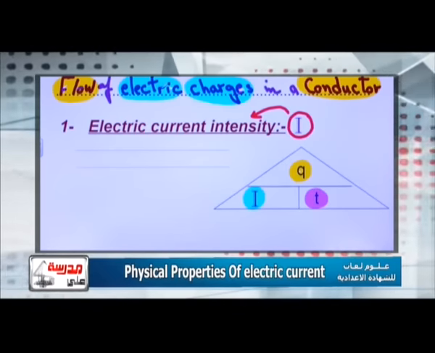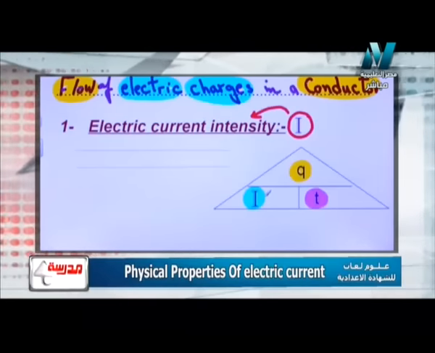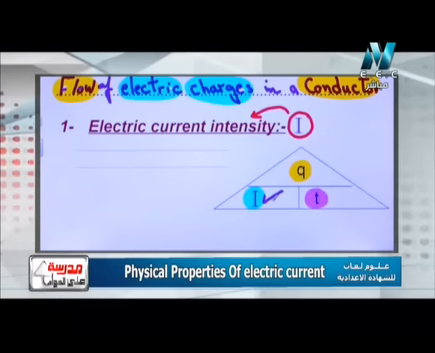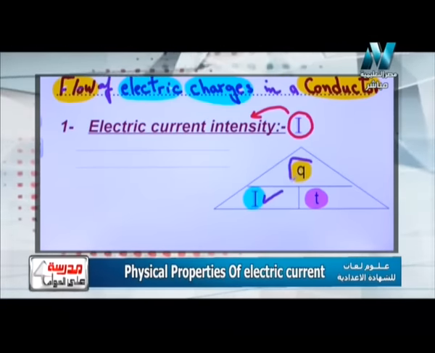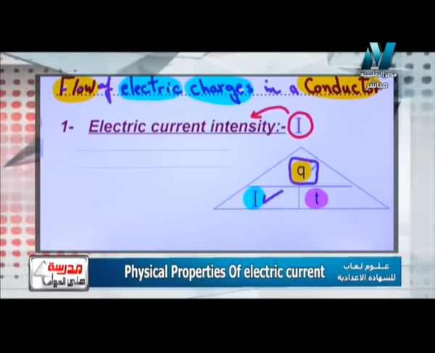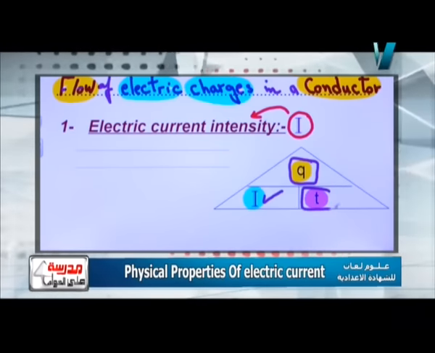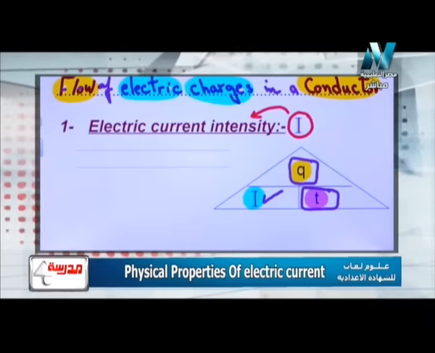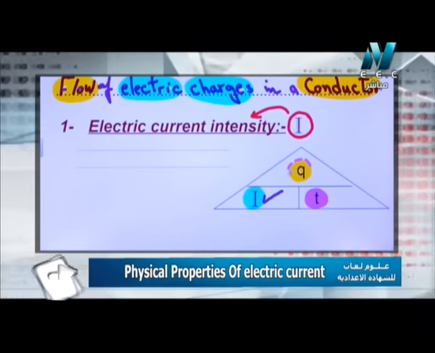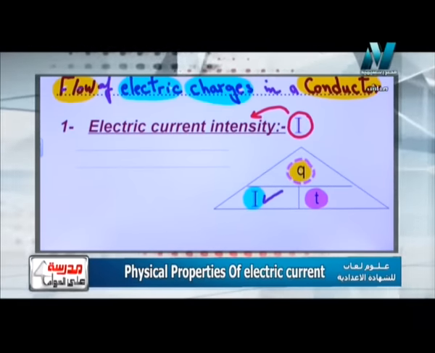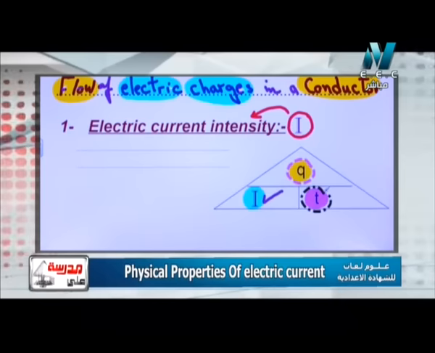So what is meant by electric current intensity? We ask about the electric current intensity here. It is the quantity of electric charge passing in 1 second. Again, electric current intensity is the quantity of electric charge passing through a conductor in 1 second, or time unit.